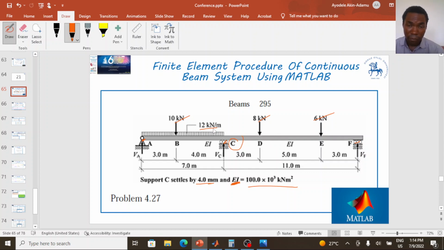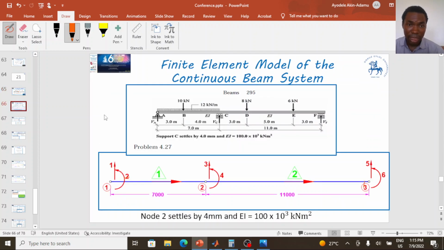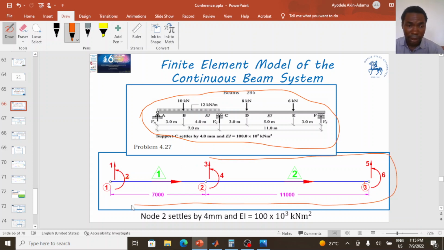Now, the first thing we need to do when we have a beam problem is to model the problem into a finite element model. We need to define the finite element model for this continuous beam system, and I did that in my next slide. So for this continuous beam system, this is the finite element model I'm using to solve the problem.